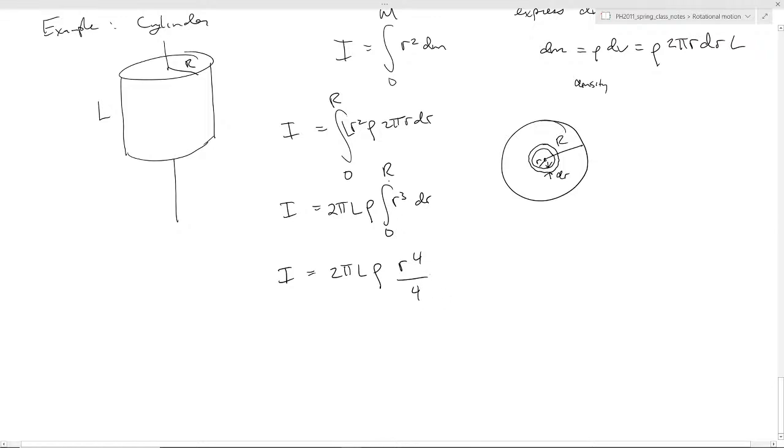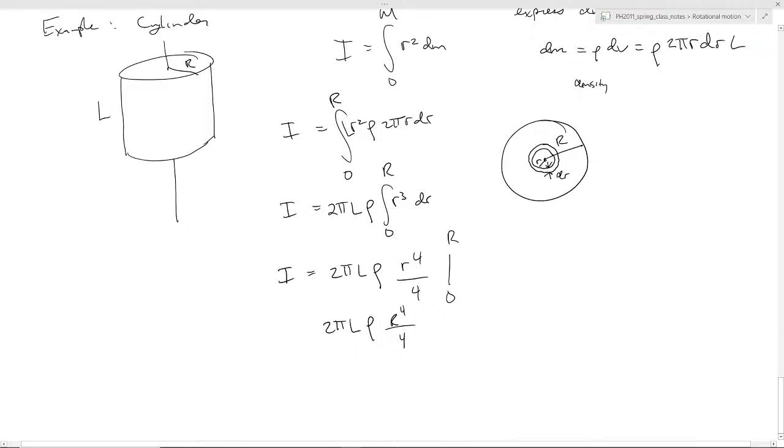You're integrating from 0 to capital R. Here, I'll write it in 2 steps. When you evaluate this, you'd pick up 0 from the lower limit because you're starting at the center, and then this would become 2 pi L rho R to the 4th over 4.